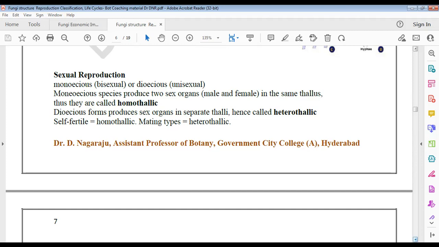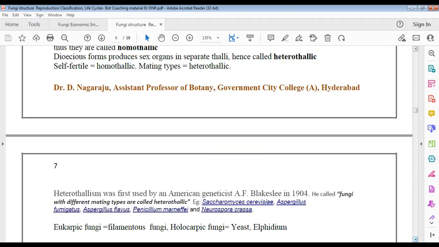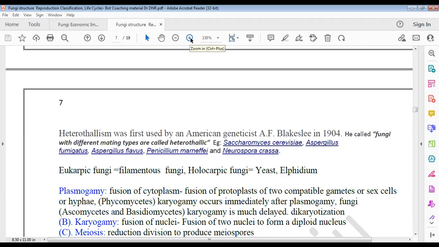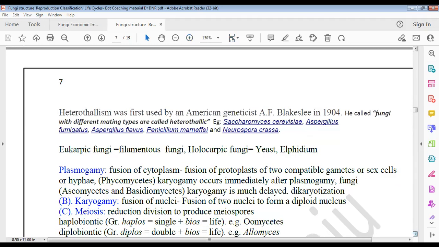This is homothallic and heterothallic. Even in the Aspergillus and the Mucor species, homothallic and heterothallic, both are there. Who discovered heterothallism? Blakeslee. Heterothallism is present in Rhizopus, Mucor, and also in Saccharomyces. First discovered by Albert Blakeslee.